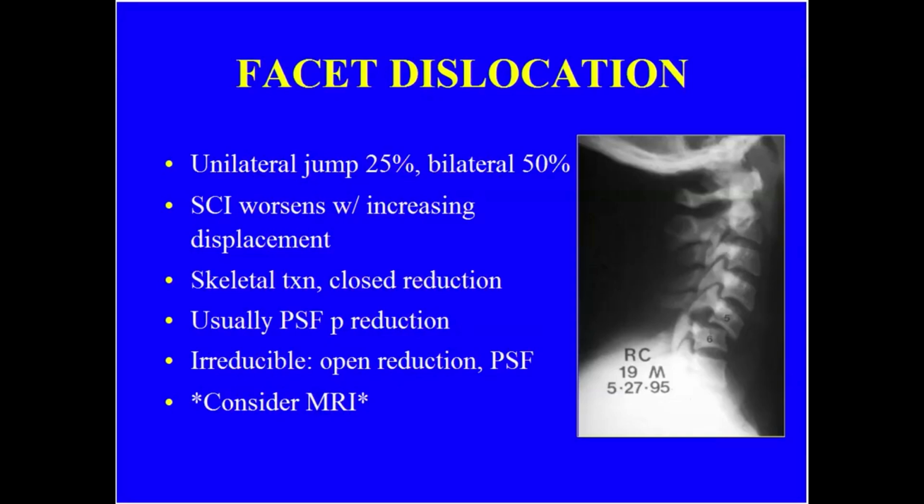Just to go back now to facet dislocations, which we talked about a little bit before. In general, if you have a unilateral jump, you're going to have a 25% subluxation of C5, in this case on C6. If you have 50% subluxation, that's likely to be a bilateral facet jump. Be aware of the fact that the risk and severity of spinal cord injury worsens with increasing displacement. That's not hard to understand why.